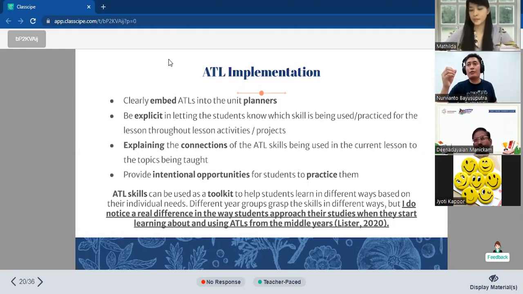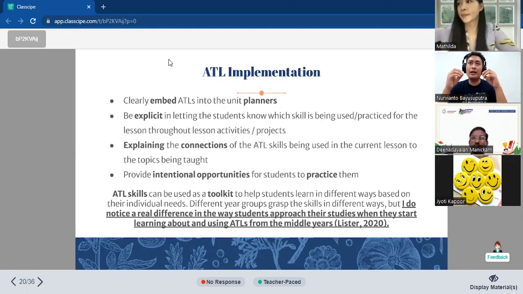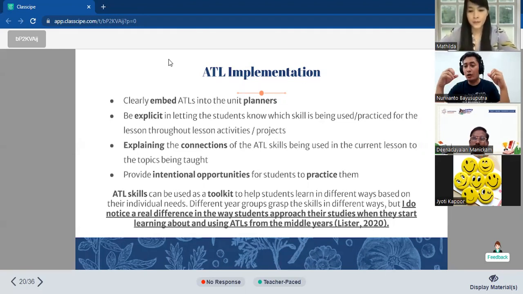So rather than teaching them as a standalone lesson, I think just like ATL, SEL should be embedded in almost all the subjects, and it is possible to do that. If you already have ATL skills embedded into your planners, then most of the time you can also do so for your SEL skills.